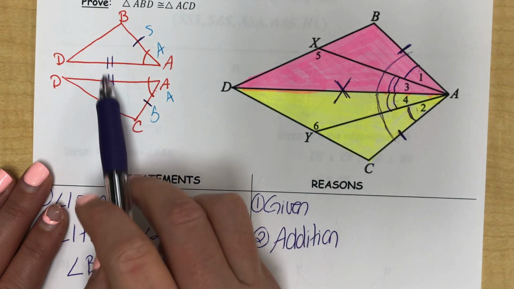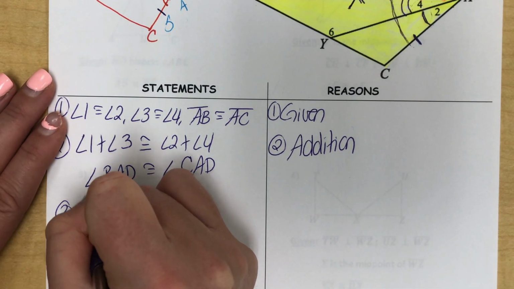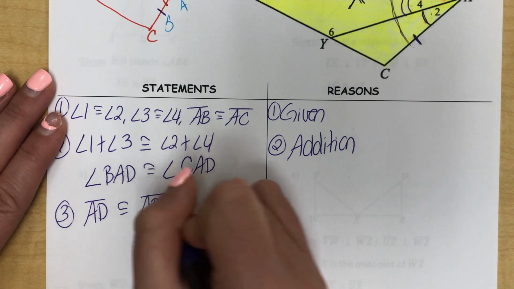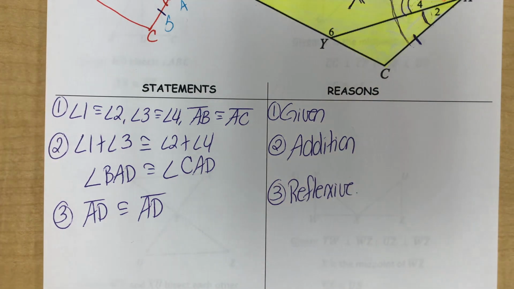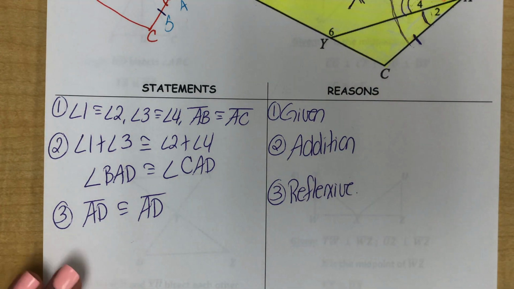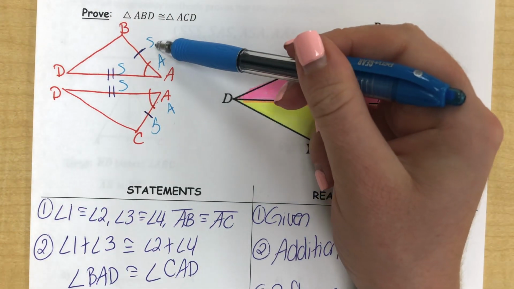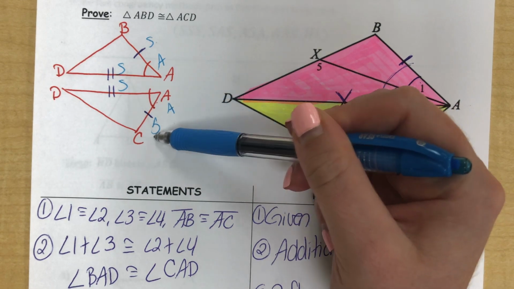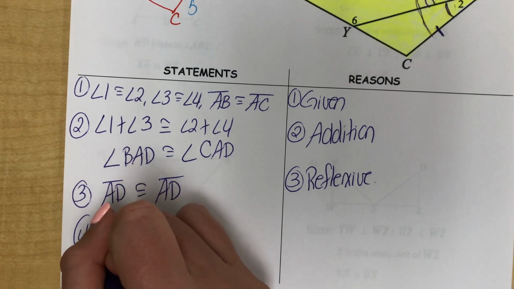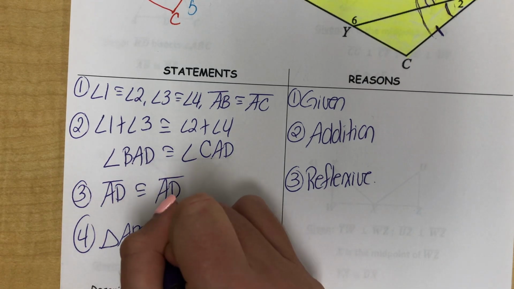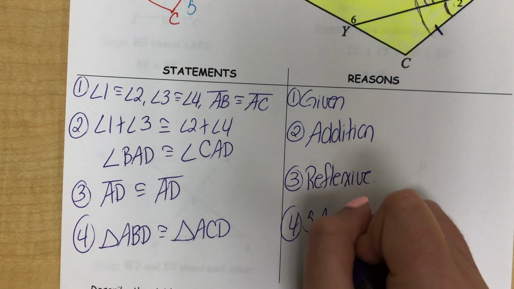All right, as soon as you mark something, you need to add it to the table. Step 3. Line segment AD is congruent to line segment AD. It's reflexive, it was in the yellow, and it was in the pink triangle. It's the same in both. Now, I have 3 pieces of information: side, angle, side. It's consecutive, it goes in order, and I'm done. Step 4. Woo. Triangle ABD is congruent to triangle ACD because of side, angle, side.